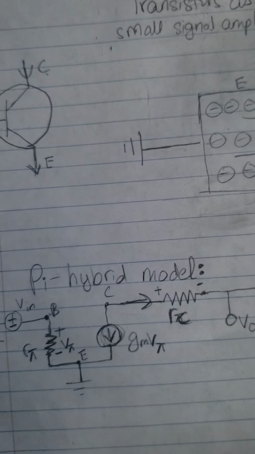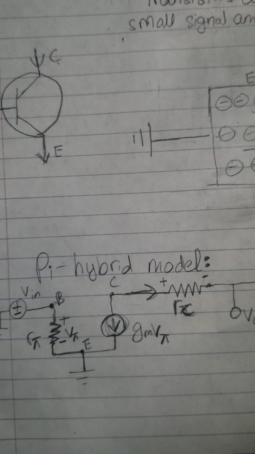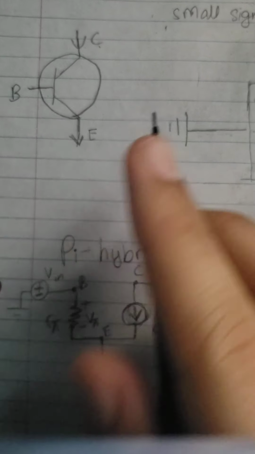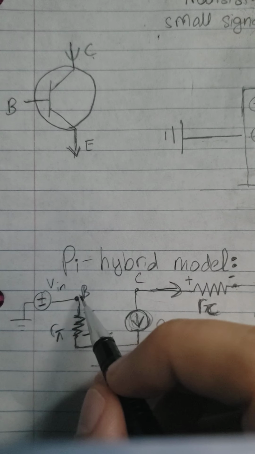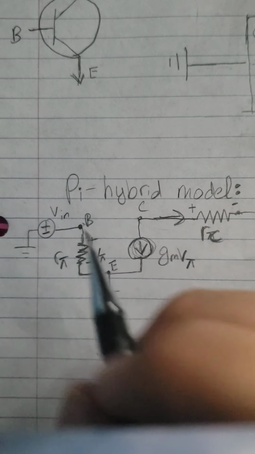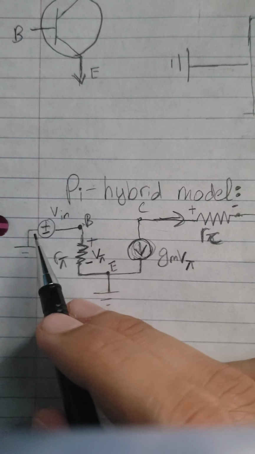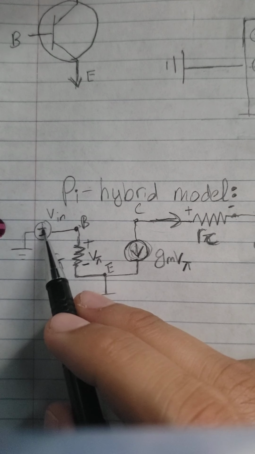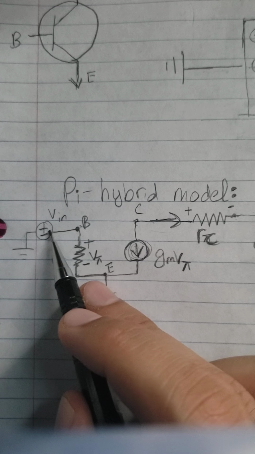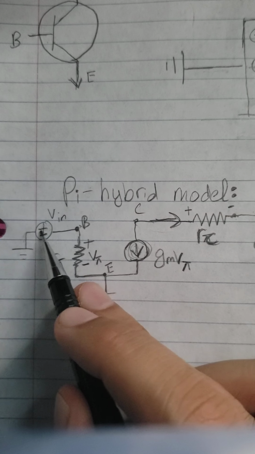Now we're going to look at it using this pi hybrid model. Our previous diagram is not very good for circuit analysis, which is why we use this pi hybrid model. So we have our base, we have our emitter, we have our collector. This is our input source, whatever input source we have, like a microphone or a thermal sensor or an ultrasonic sensor.